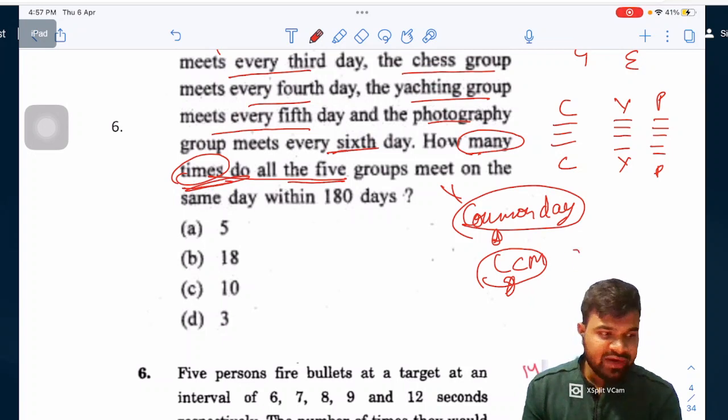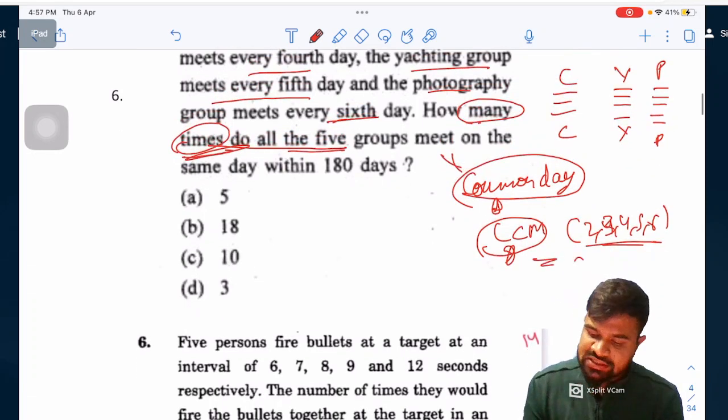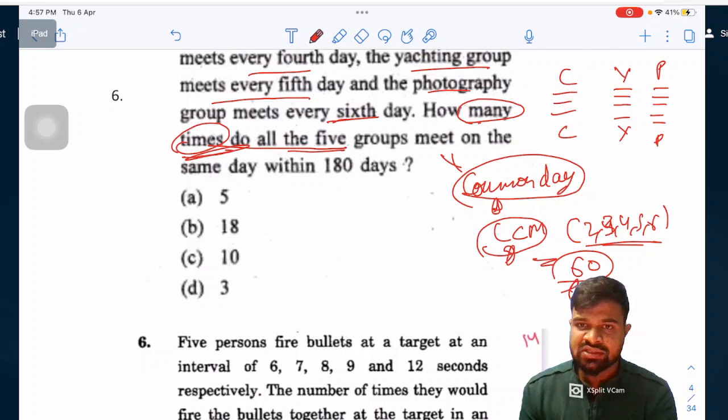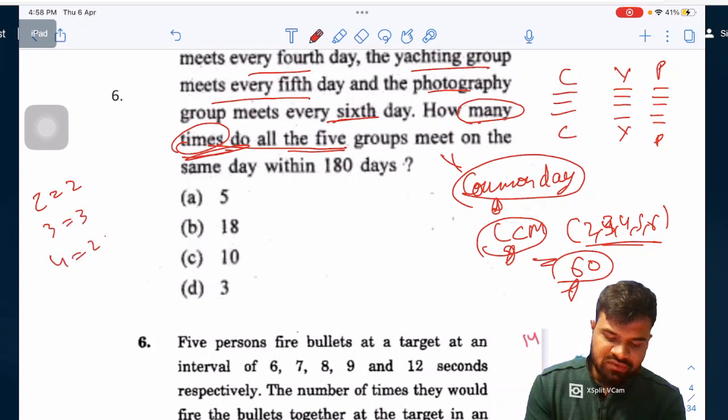Now, when you find the LCM of 2, 3, 4, 5, 6, I'm leaving it to you. This is a very easy thing to do. The LCM is 60. How will you find that? See, it is done like this: 2 is 2, 3 is 3, 4 is 2 into 2, 5 is 5, 6 is 2 into 3.